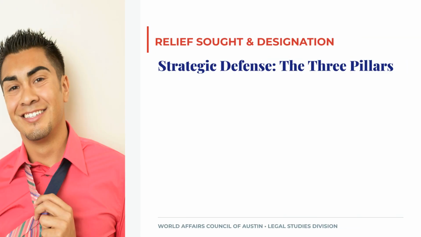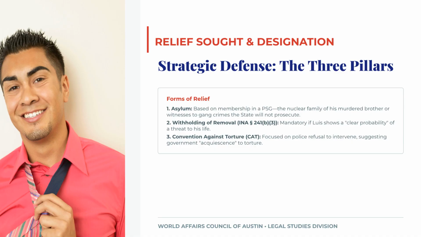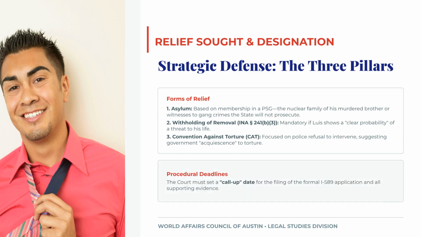Luis's strategic defense rests on three pillars: asylum based on family membership in a particular social group, withholding of removal due to a clear probability of a threat to his life, and convention against torture, focusing on government acquiescence. The court will set a call-up date for his formal I-589 application.